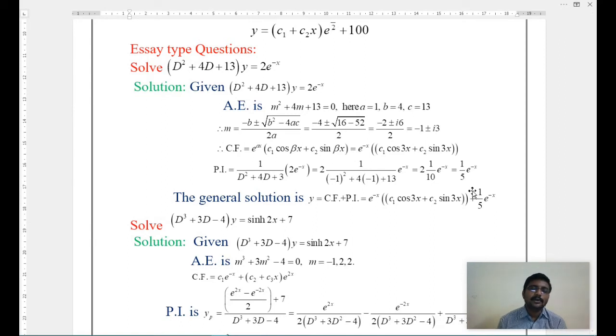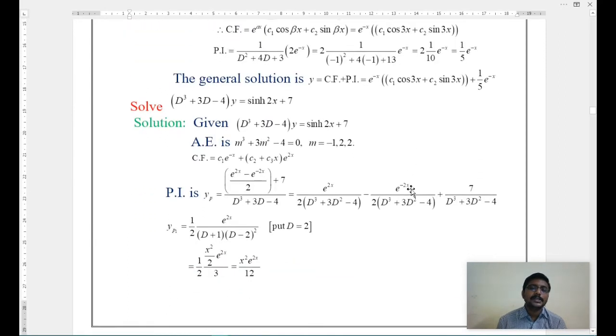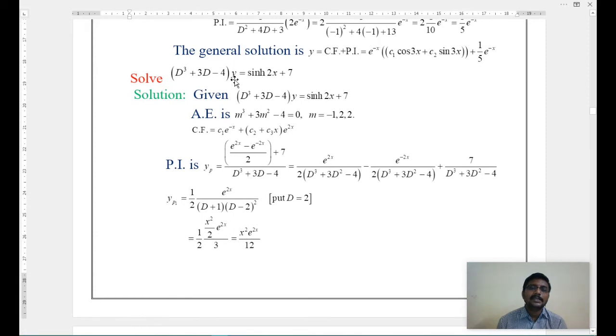Now we have to solve the equation of third order, that is (D³ + 3D² - 4)y = sinh 2x + 7. So it is a third order differential equation. First we have to write the auxiliary equation, which is obtained by replacing D with m. That we will get m³ + 3m² - 4 = 0. Clearly one of the roots is -1, and the remaining two roots are obtained using the synthetic division method. Those two roots are 2 and 2. Thus we have three roots: m = -1, 2, 2.